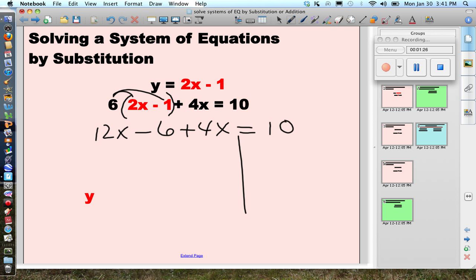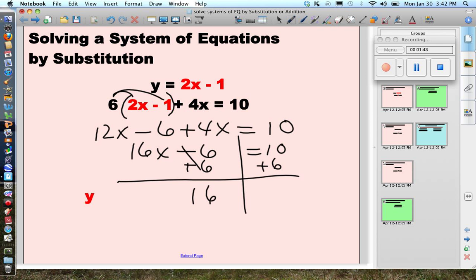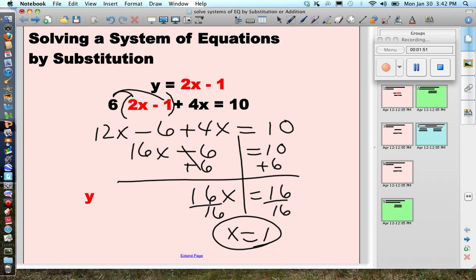Now on the left side of my equation, I have 12x's plus I have 4x's. So altogether, I have 16x's. I still have this minus 6, and that is equal to 10. So I'm just solving my equation now, adding 6 to both sides. And I get 16x equals 16, divide by 16, and I get that x equals 1. Now in the beginning I had two equations with two different variables, so when I'm done I need to have two different answers. So far I have one. I know that x is equal to 1.